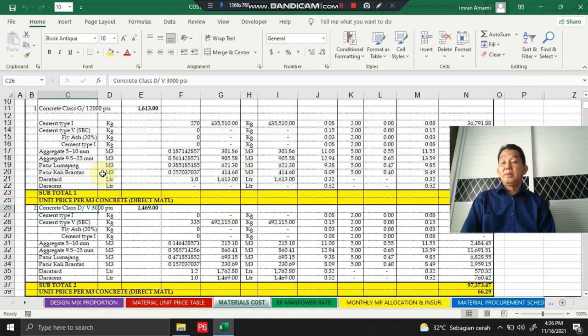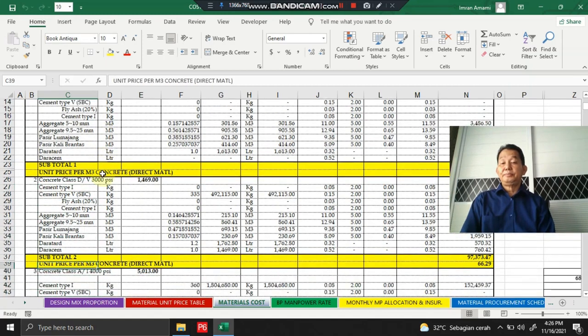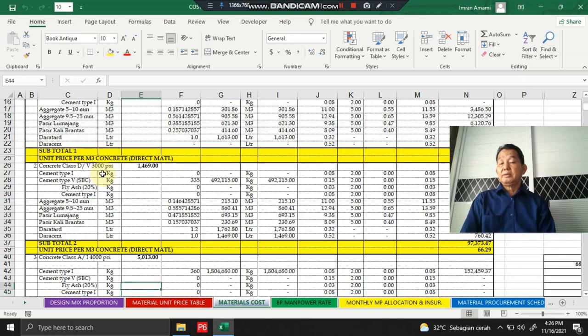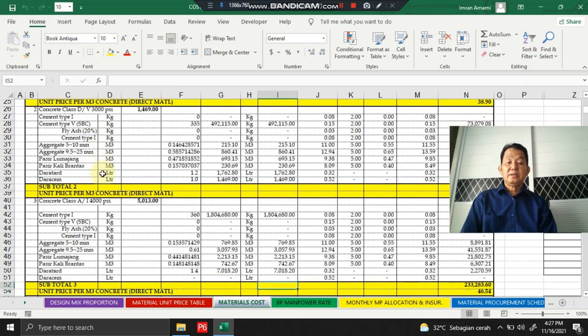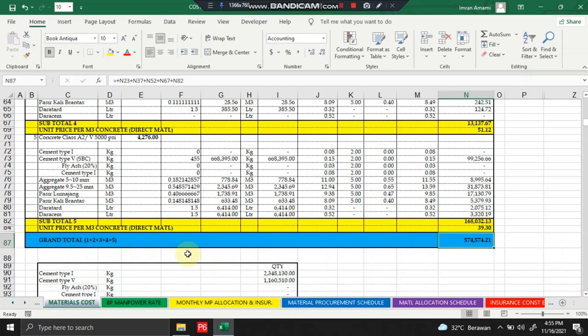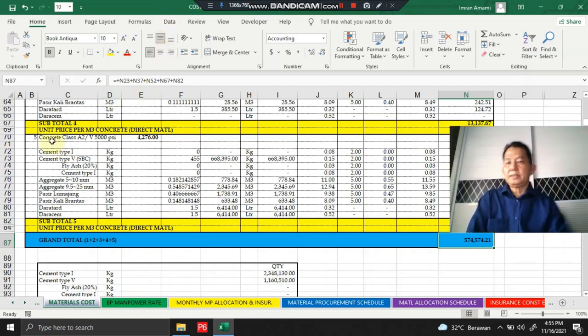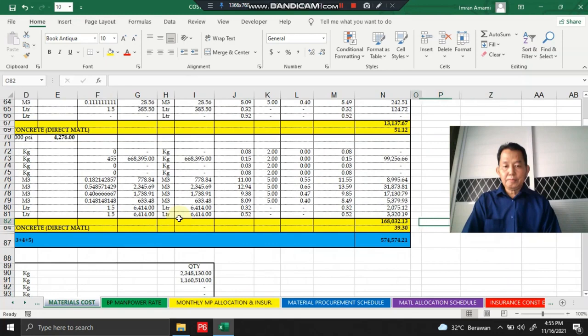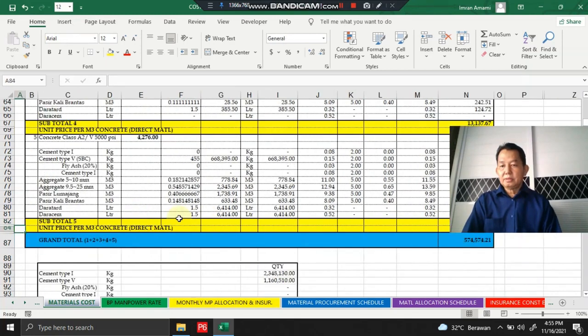This is for class D type 5, base strength 3000 psi, and the price is here, and this is the unit price. Also for concrete class A type 1 with strength 4000 psi, this is the total price, and this is the unit price. And the last one is the total price for concrete class A2 with strength 5000 and type 5. Okay, the total price is here, and this is the unit price per cubic meter.